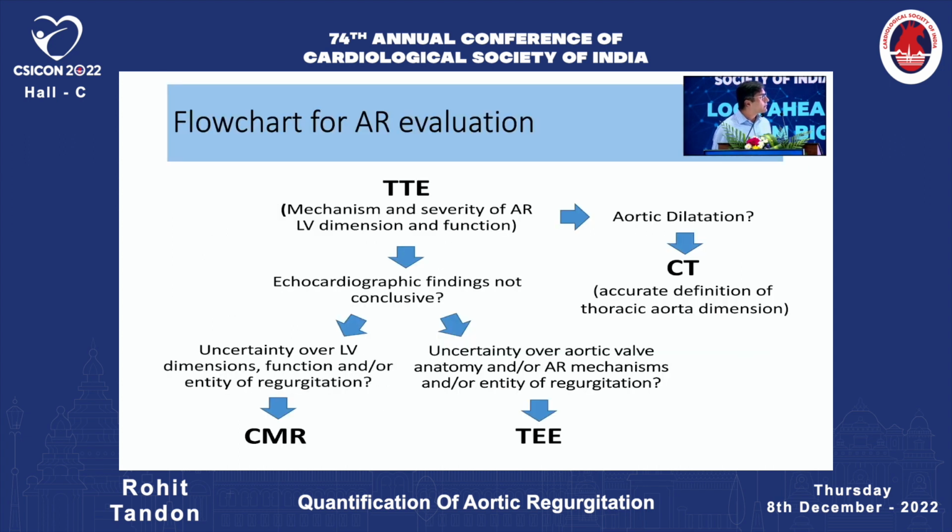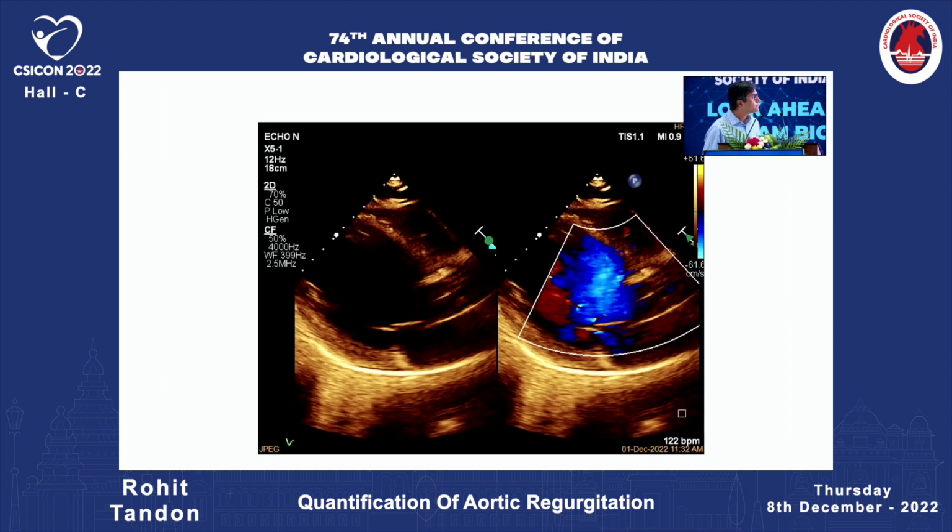So, the flow chart ultimately for evaluation is: do a transthoracic echo, understand the anatomy, mechanism of AR and the severity, check on the LV dimension and functions. If there is aortic dilatation and the patient's age is above 50, do a CT for accurate definition of thoracic aorta as well as for calcification. If echocardiogram findings are not conclusive somehow, then you can directly proceed to TEE. If the patient is a bit unstable for MRI, you can proceed for TEE and understand the mechanism and severity, or you can directly go for CMR.